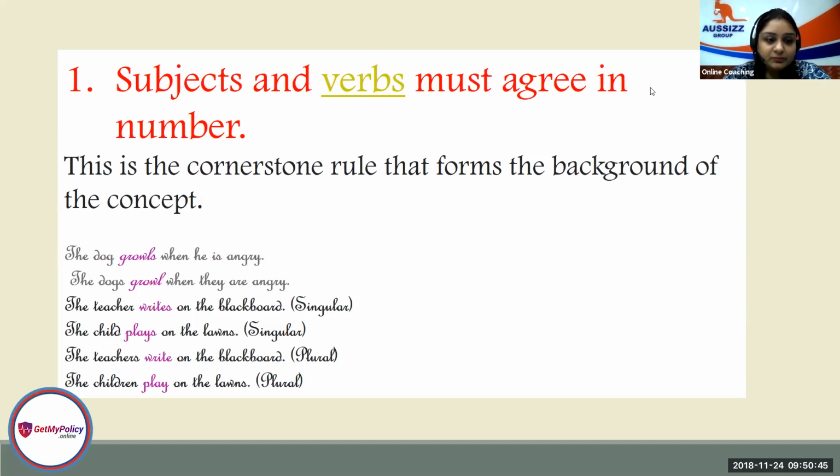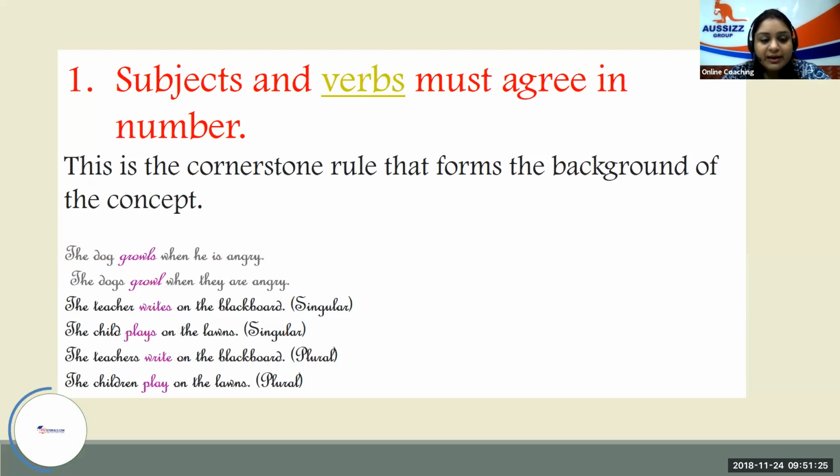Next example: the child plays on the lawns. The child is singular, therefore plays. Mind it, if you are using it in IELTS writing, the people are, not is. We are, you are, she is. Similarly, the child plays, the children play. The teachers write. The children play on the lawns. So please do remember all these things because they will help you use the language in the proper order. So this is rule number 1.